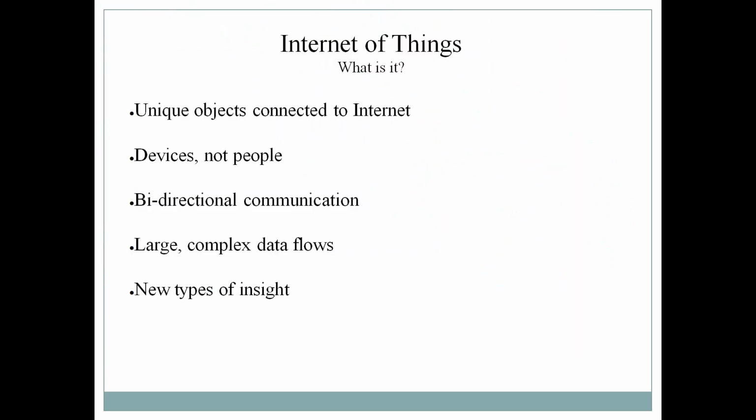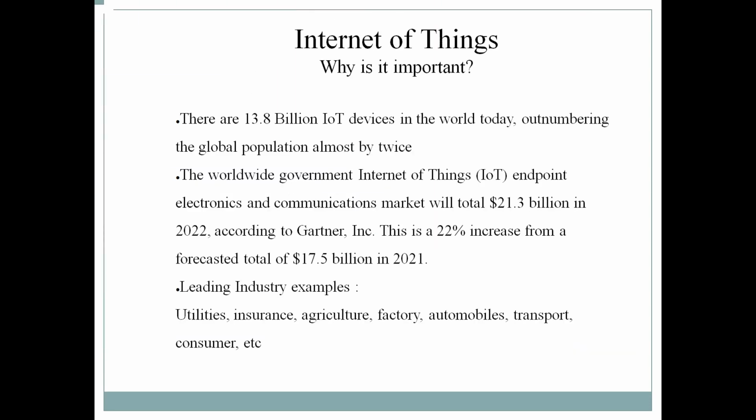So right now I'm going to what it is exactly like. It is a unique object connected to the internet, a particular object we interface with the internet to store our data, right? So these are devices, not people. It is bidirectional communication. We can send data to our embedded hardware from the internet by putting in some limits, and we can also get feedback from the internet. That's why we call it bidirectional communication. And as you know, we can store our data on the internet too. So it is large and complex data flows, and new types of insights.